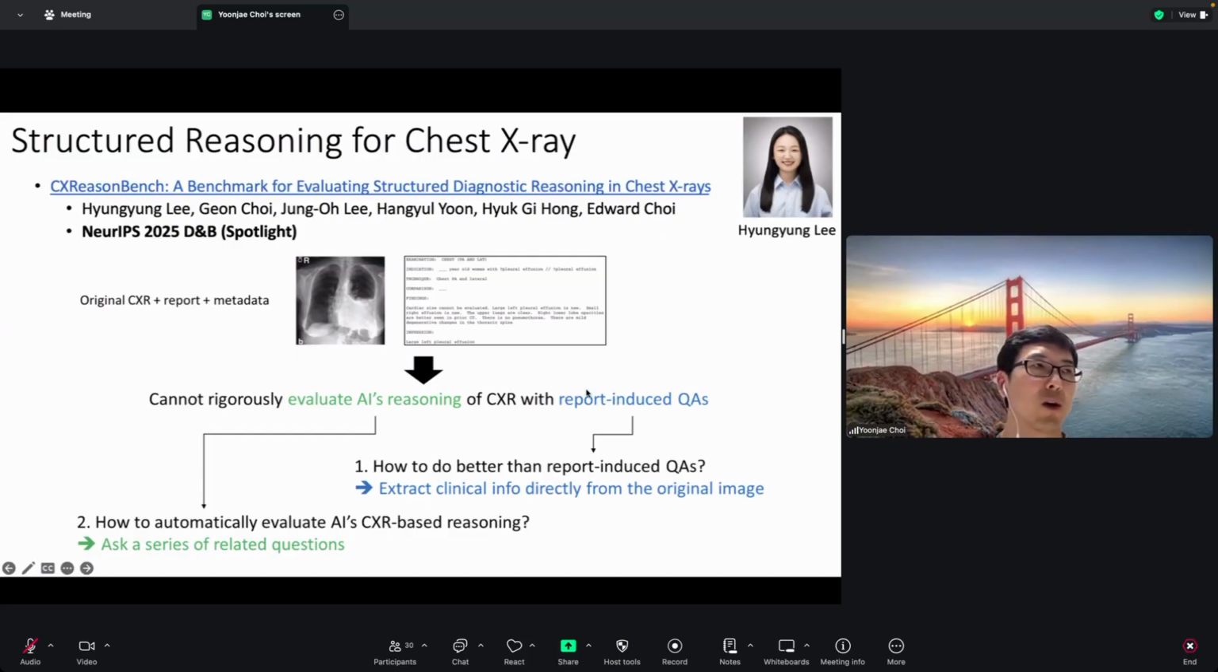Are we going to keep relying on the conclusion-based report-induced QAs? And the answer is, of course, no. We want to extract clinical information directly from the original image. We don't want to rely on here. We want to rely on here. So that's number one. And number two, how to actually evaluate AI's reasoning, not just, oh, is there pneumothorax? Yes or no. Is there pneumonia? Yes or no. Not that. So we need to ask a series of related questions, which is the chaining of Q that I mentioned before.